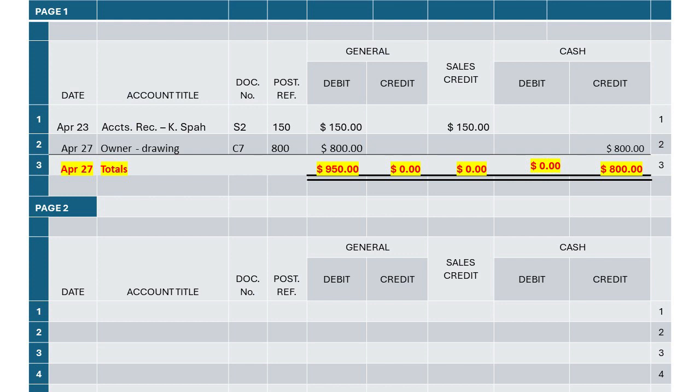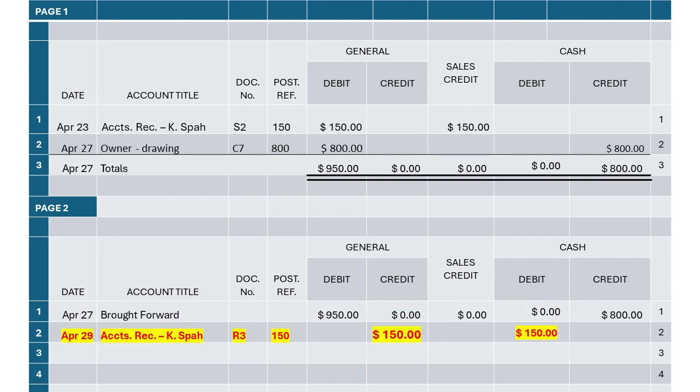Now that we have finished the first page, we need to copy these to the next page. We copy the total line and paste the values onto the next page. We change the account title to brought forward and remove the lines. Next, we can continue to enter transactions.